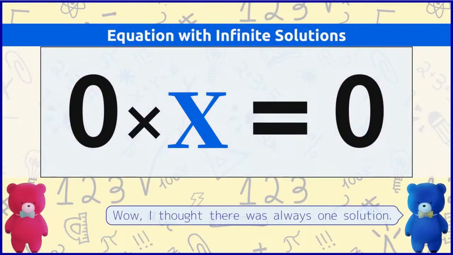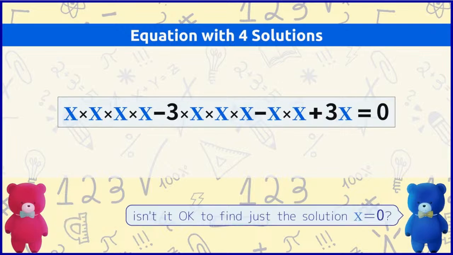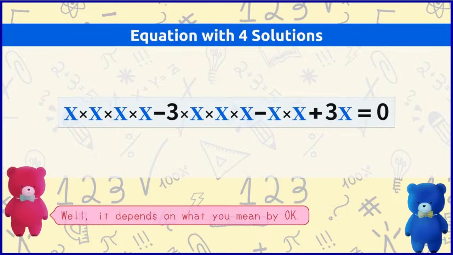Wow, I thought there was always one solution. So, for instance, for this equation with 4 solutions, isn't it okay to find just the solution x equals 0? Well, it depends on what you mean by okay.